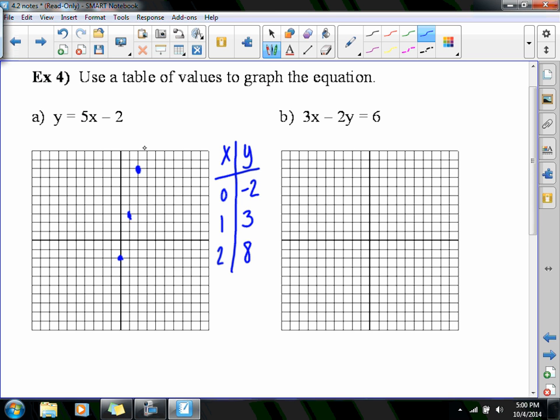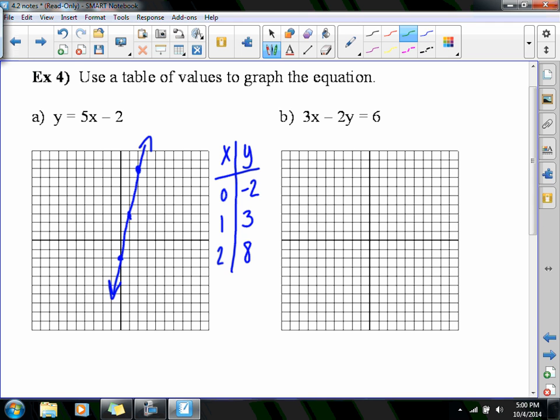And then since we are making an equation and it has infinitely many solutions, I want to connect them and put arrows at the ends of each. Don't stop at the very last point and put your arrow right at that last point. Draw a little bit past it and then put your arrow.